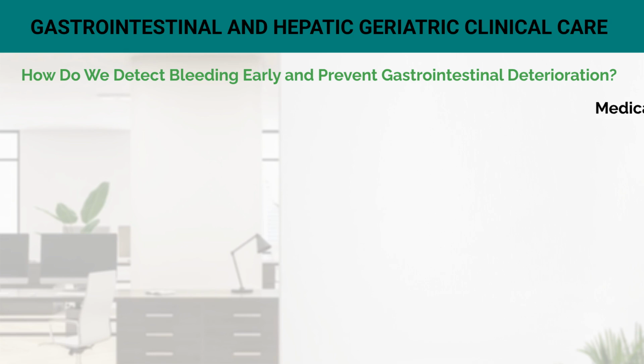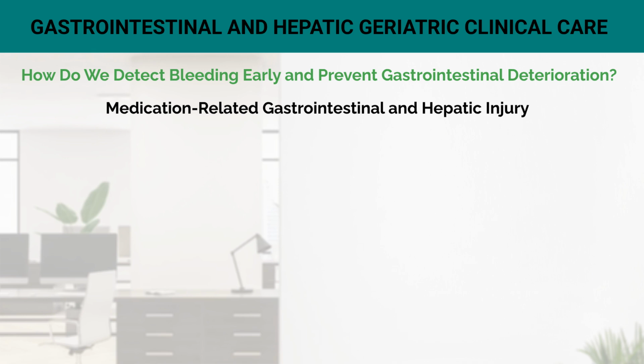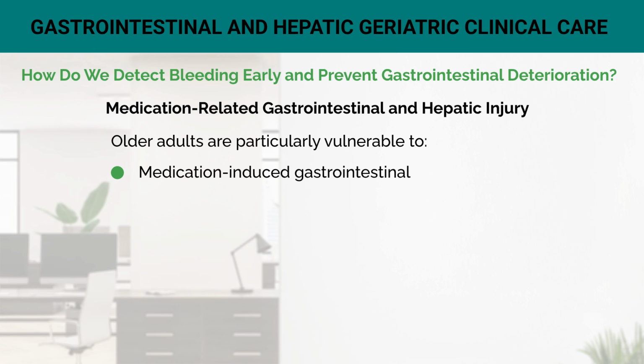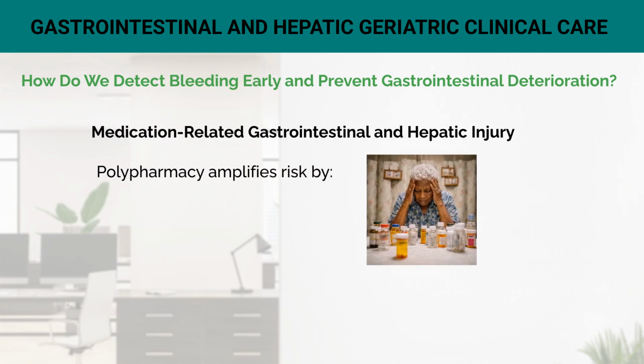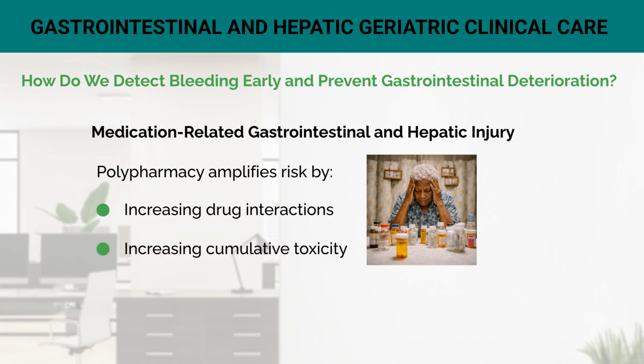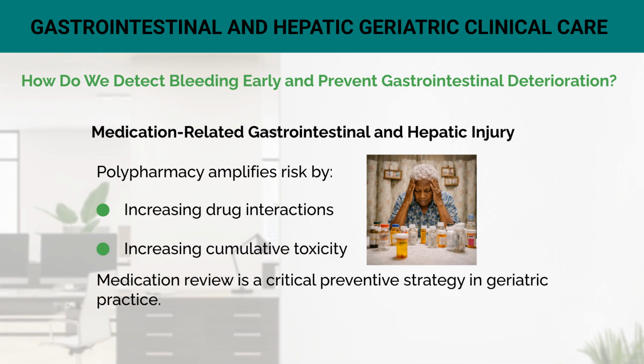Let's look at medication-related gastrointestinal and hepatic injury. Older adults are particularly vulnerable to medication-induced gastrointestinal and hepatic injury. NSAIDs, paracetamol, and antibiotics are common culprits. Polypharmacy amplifies risk by increasing drug interactions and cumulative toxicity. Medication review is a critical preventive strategy in geriatric practice.